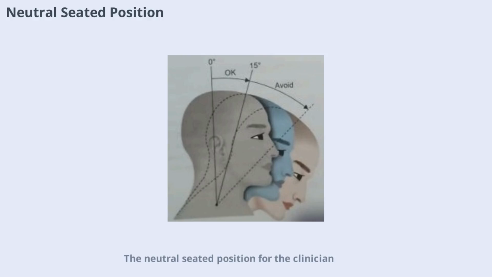The neutral seated position for the clinician is essential for both comfort and effectiveness. Forearms should be parallel to the floor, weight evenly balanced, thighs parallel, and hips at a 90-degree angle. The seat height must be low enough for the heels to rest on the floor.